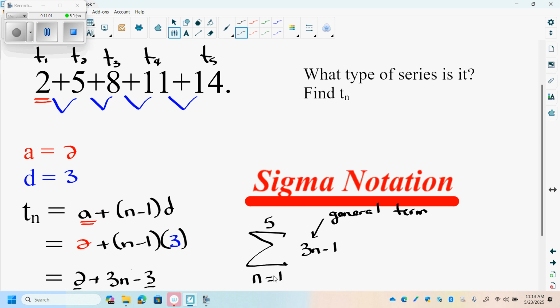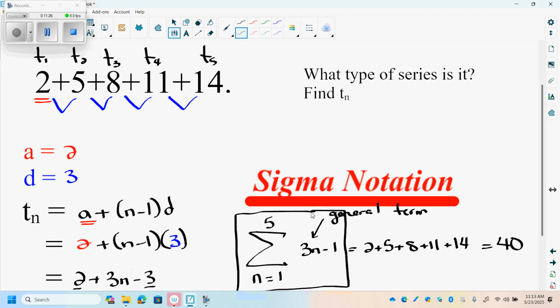A lot of people get confused. They see this first term as a 2, so they want to put a 2 down here. Okay, that is my answer. That is equal to 2 plus 5 plus 8 plus 11 plus 14, which we said was 25, 35, 40. They asked me to write that series in sigma notation. That's what they want for the answer. What's in the box? Sigma symbol, general term, your index is n. You're starting at 1, you're stopping at 5. Okay?